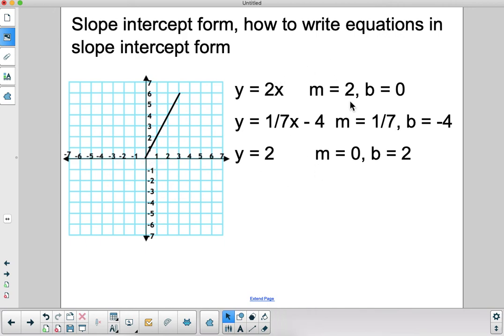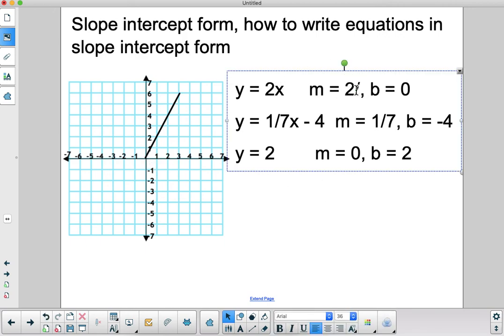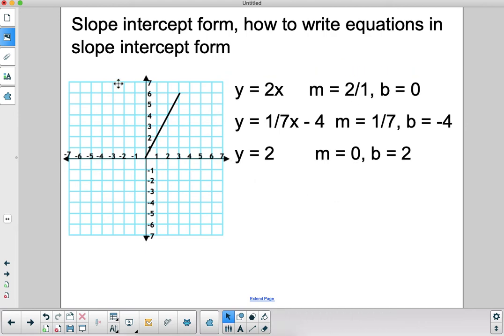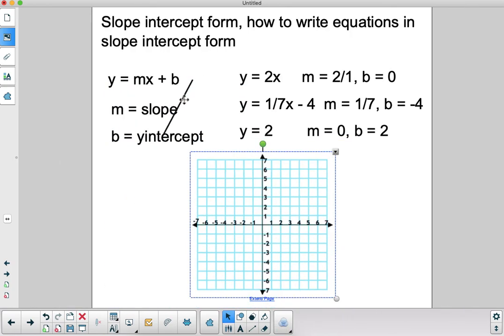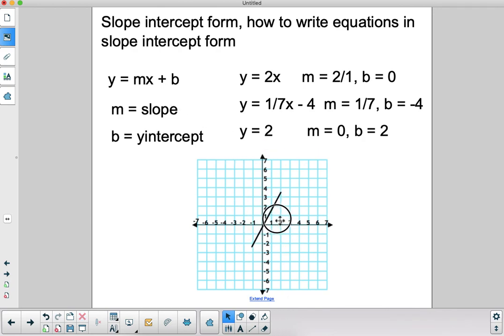Sometimes it helps when you're writing your slope to actually write it as a fraction, as it said in the previous video. M is going to be slope, and b is going to be your y-intercept.